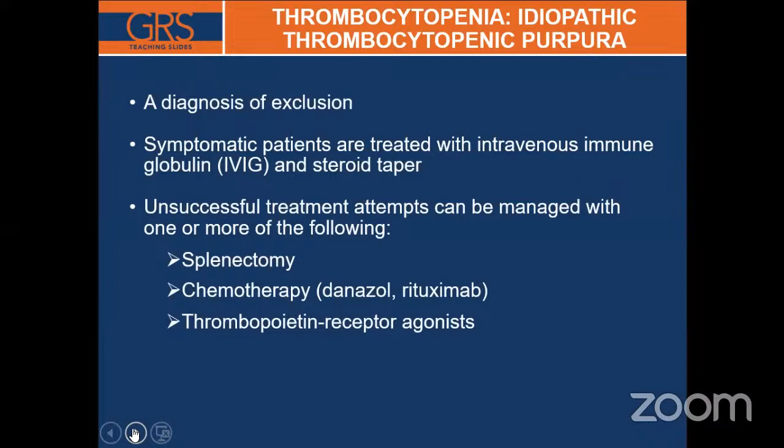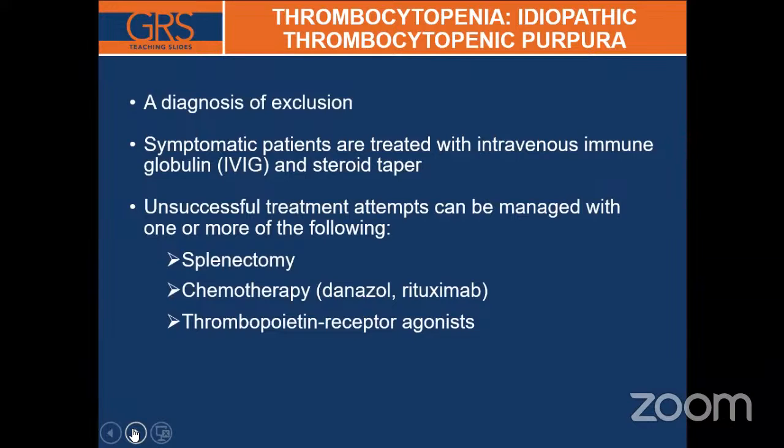Next, I'm going to talk about ITP. ITP is a diagnosis of exclusion, because whenever you talk about idiopathic, it means I have no cause. So I need to exclude all the causes, and then I can say it's idiopathic. Symptomatic patients are treated with IV immunoglobulins or a steroid taper because it's idiopathic and probably autoimmune. So you could try to treat that with IVIGs.